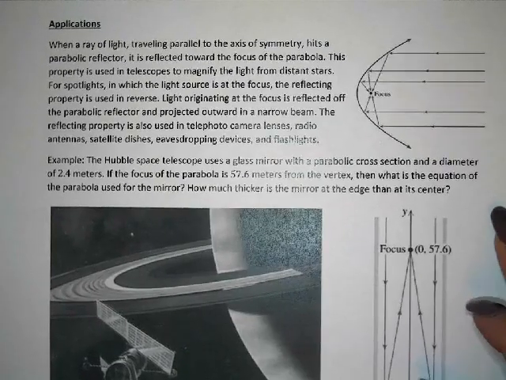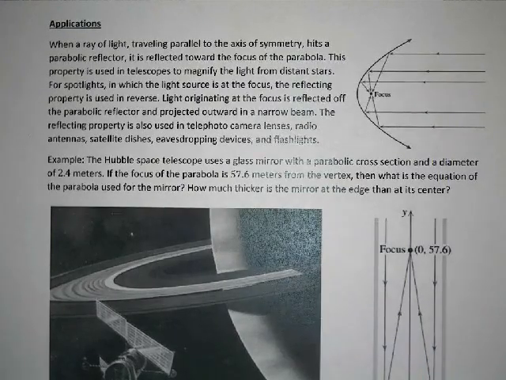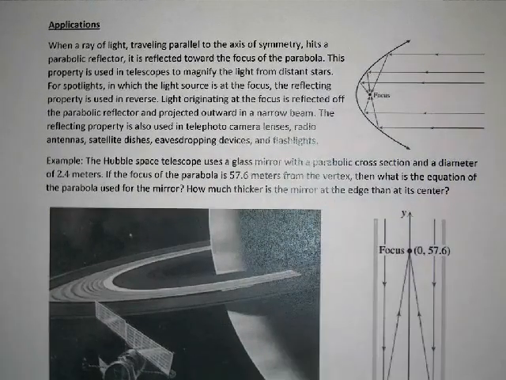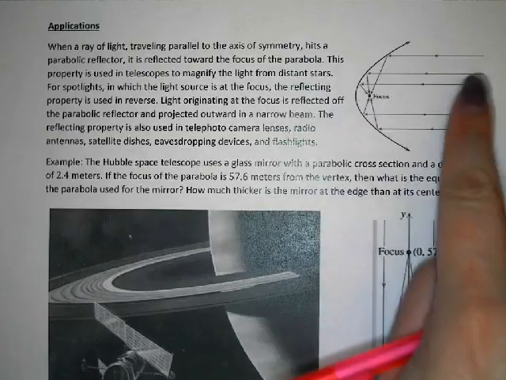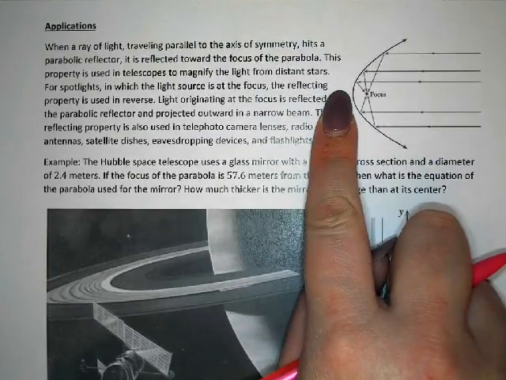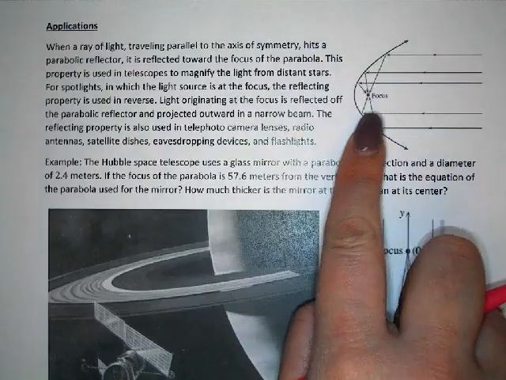So when a ray of light traveling parallel to the axis of symmetry, so here's your rays of light, your axis of symmetry would go through this, hits a parabolic reflector, it is reflected towards the focus of the parabola. So reflected towards the focus. This property is used in telescopes to magnify the light from distant stars. For spotlights in which the light source is at the focus, the reflecting property is used in reverse.